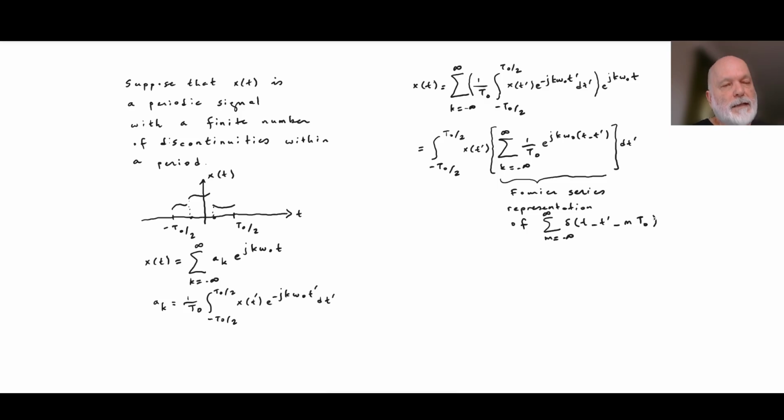Okay, so we have the impulses located at t minus t prime, then we add or subtract integer multiples of t0 to that, and we obtain an impulse train. And that's how we interpreted the action of this expression within the brackets on x of t prime. We sampled the value of x of t prime at t prime equal to t, and we obtain x of t.